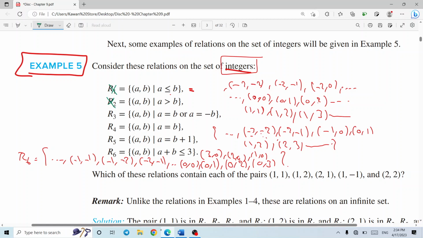Third one? Yes. Fourth? This is all symmetry, reflexive. And you can say at the same time it is symmetry, because all elements are symmetry. Reflexive. How about that one?